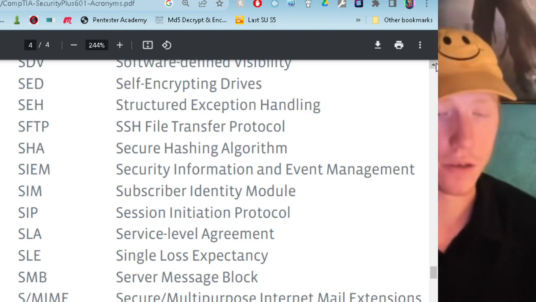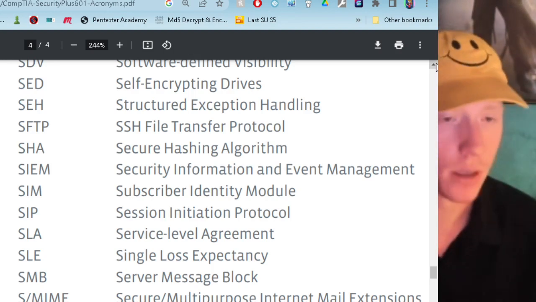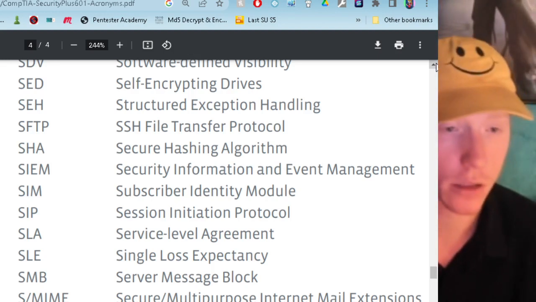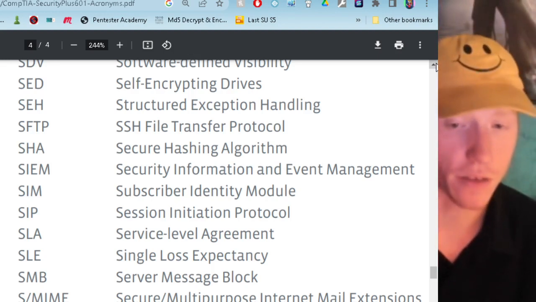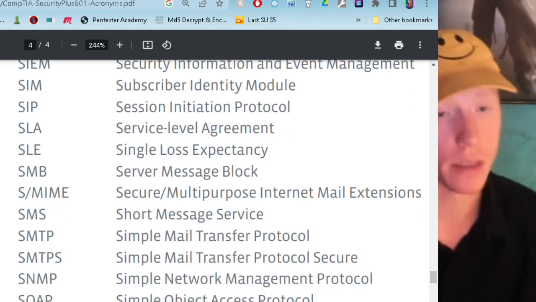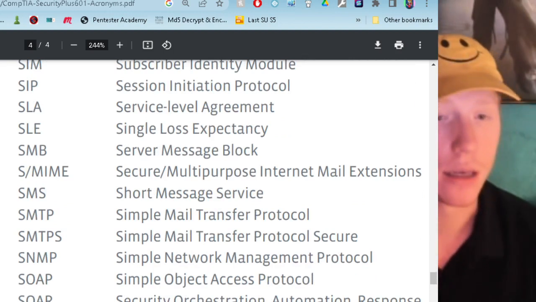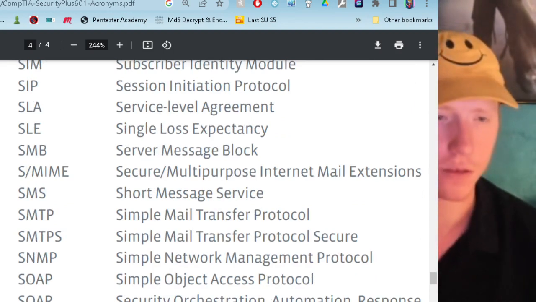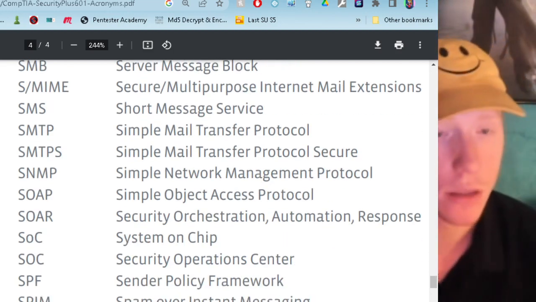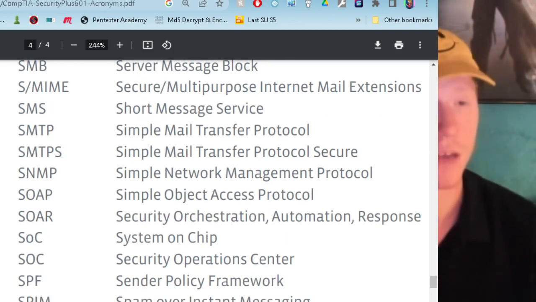SIM is a Subscriber Identity Module. And SIP is the Session Initiation Protocol. An SLA is a Service Level Agreement, and an SLE is a Single Loss Expectancy. SMB means Server Message Block, and didn't we see SMIME earlier? Secure Multi-Purpose Internet Mail Extensions. SMS is Short Message Service. SMTP means Simple Mail Transfer Protocol.